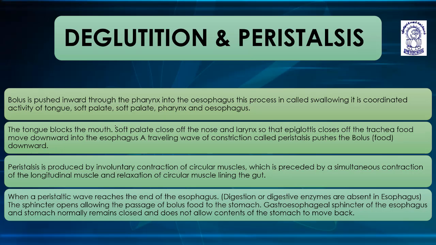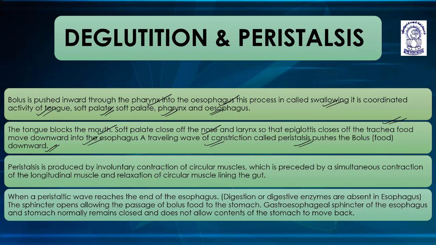Deglutition and peristalsis. The bolus is pushed inwards through the pharynx into the esophagus. This process is called swallowing. It is coordinated by the activity of the tongue, soft palate, pharynx and esophagus. The tongue blocks the mouth. The soft palate closes off the nostrils and the larynx, so that the epiglottis closes off the trachea, the windpipe. The food moves downwards into the esophagus. A traveling wave of constriction called peristalsis pushes the bolus of food downwards.